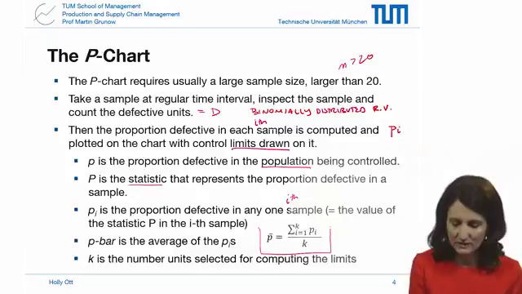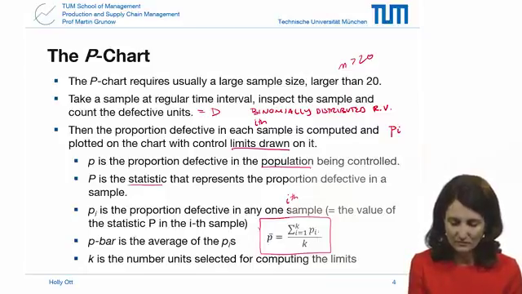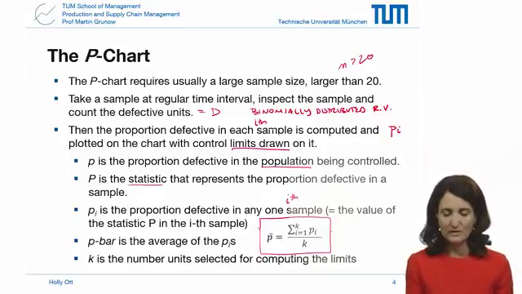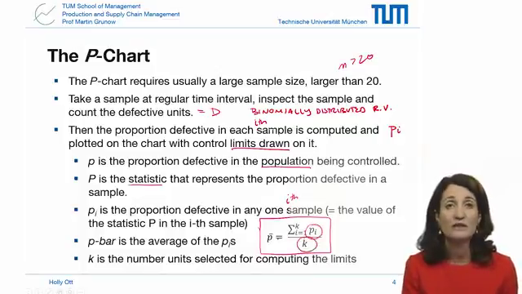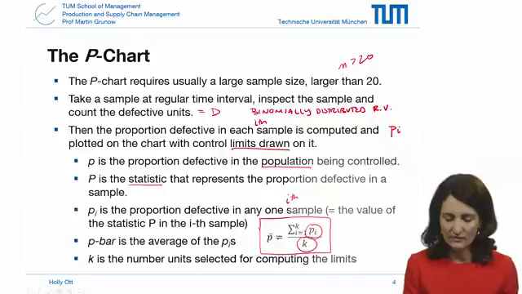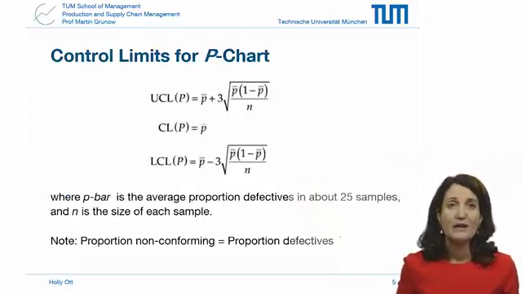P bar is the sum from 1 to k of p_i divided by k, where k is the number of samples that we're using. We'll look at that in an example in a minute. So for example, if we have 50 samples, we'll take the p_i for each of the 50 samples and then divide by 50. The control limits are calculated using these formulas.